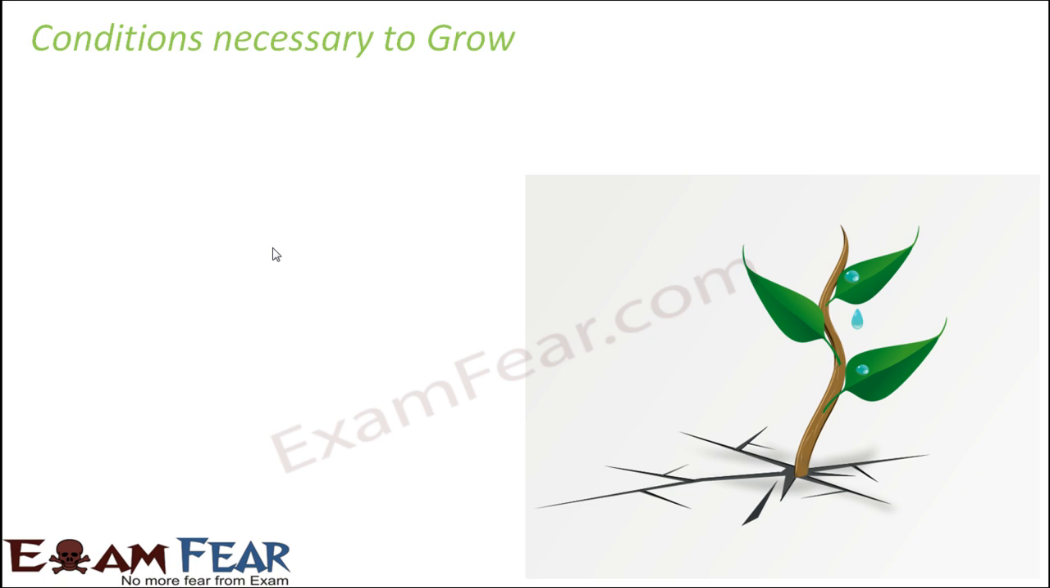Okay, so we have spoken quite a few things about growth. Now let us talk about something very important. What are the conditions that are required for a plant to grow? So what are the inputs which are to be given to a plant so that it can grow? So what are they? Water, the first and the primary necessity of a plant.